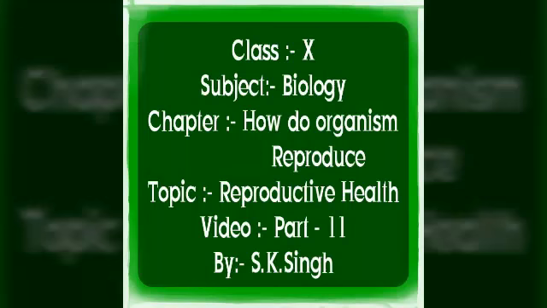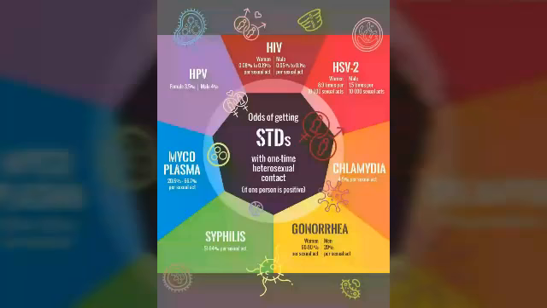In the last 2 days you have read about the different processes of reproductive health and the birth control methods like natural, barrier and chemical, and some intrauterine devices also. Today we will discuss sexually transmitted diseases and what the assisted reproductive technologies are.